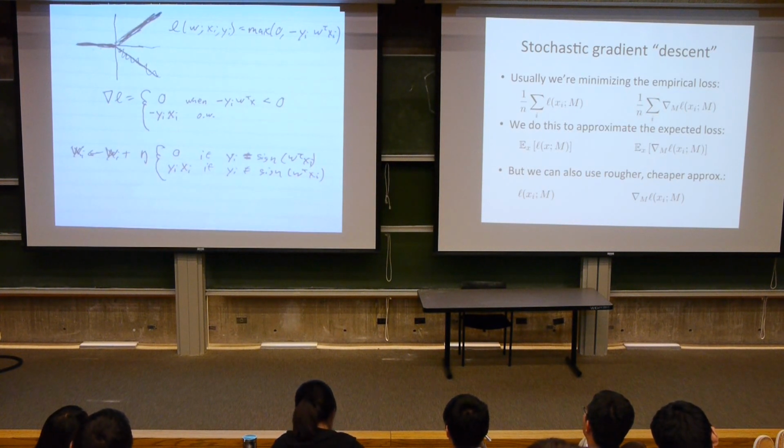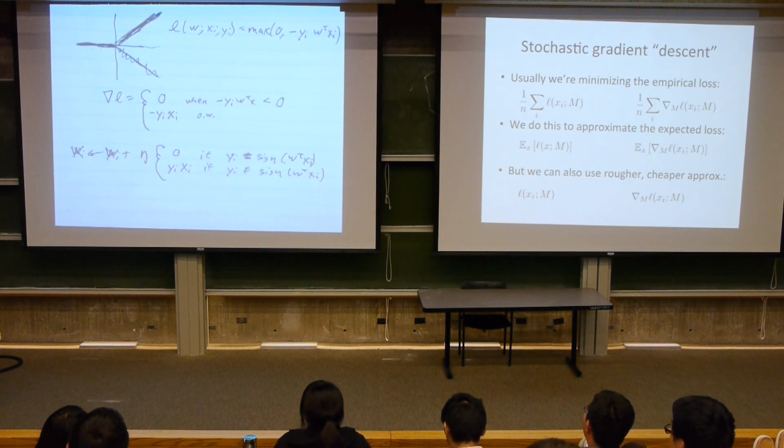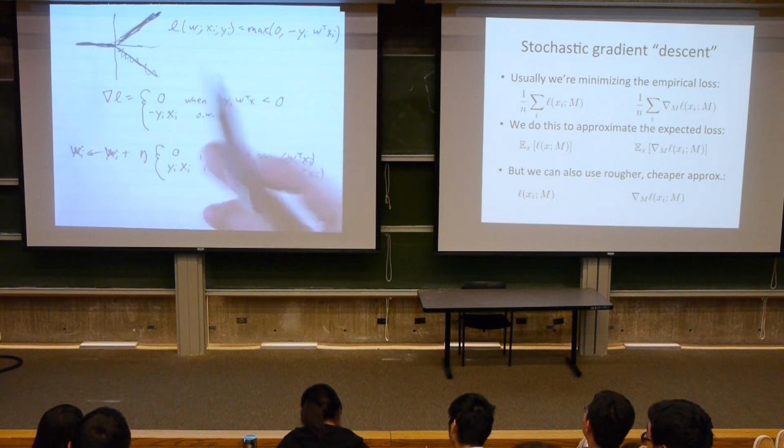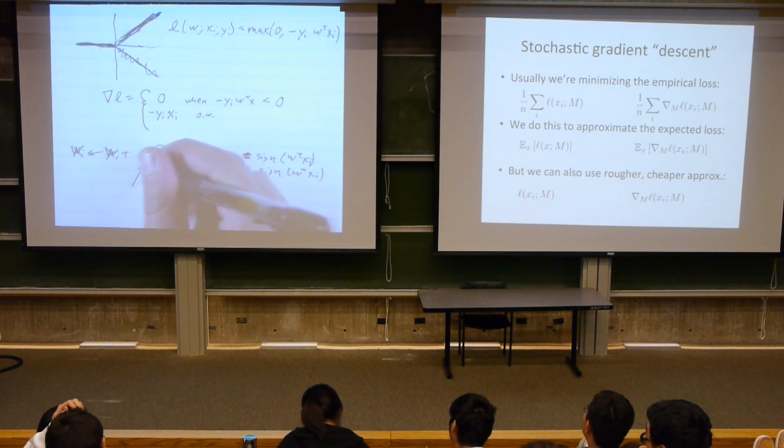So this should look familiar. Does anyone recognize something we did in class that is almost exactly this? Right. It's the perceptron learning rule. So perceptron is SGD with this loss function where you fix eta to be 1.